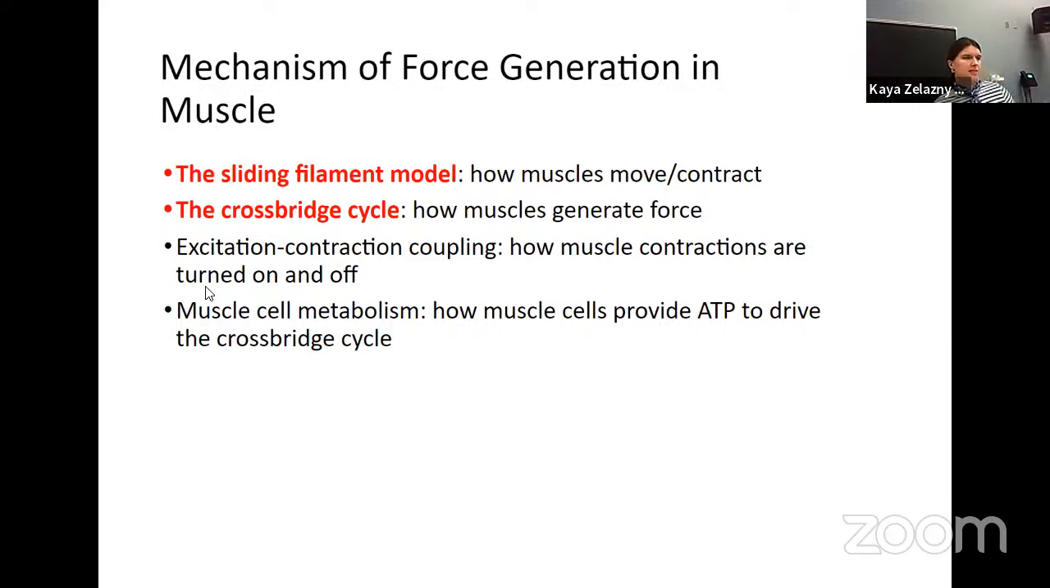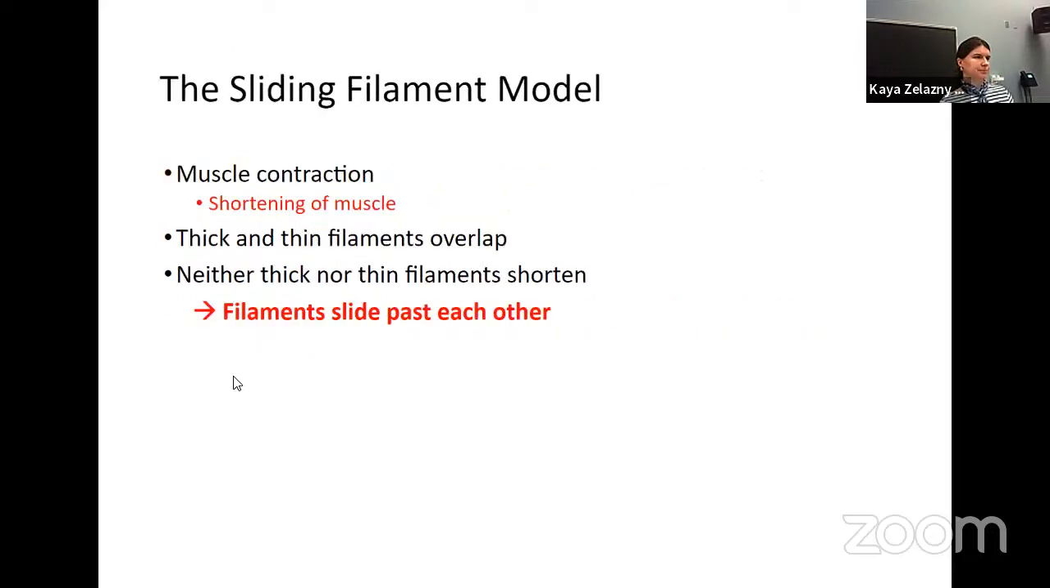So this is kind of a list of the topics that we're going to be looking at as we think about force generation. So we're going to start with the sliding filament model. So our muscle is contracting. What we mean when we say a muscle contracts is we mean it gets shorter, right? So we know that when it gets shorter, it's pulling its two endpoints closer together, pulling those origins and insertions closer together, creating movement.